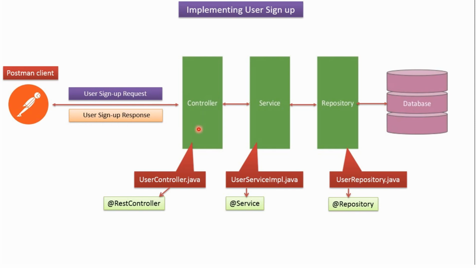For controller we will be using UserController.java, and we have to apply RestController annotation. For service layer we will be using UserServiceImpl.java, and we have to apply Service annotation. For repository layer we will be using UserRepository.java, and we have to apply Repository annotation.